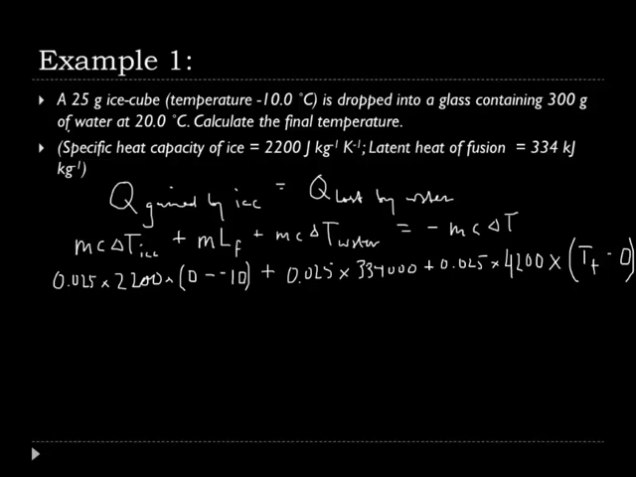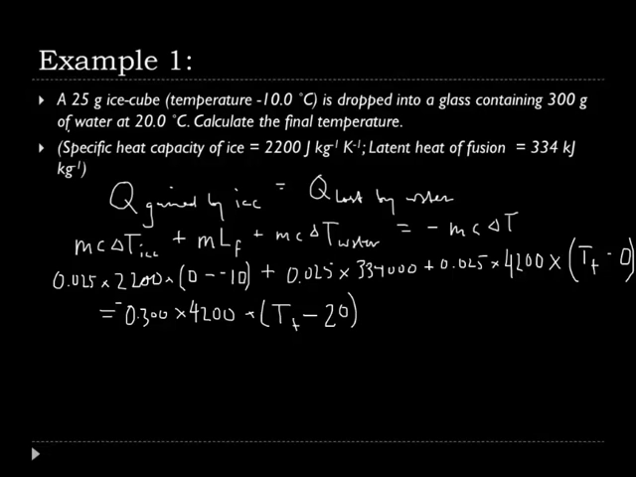That must be equal to the mass of water, which is 0.3, times the specific heat capacity of water, which is 4,200. In fact, this is a loss, so this should all be negative. Times the change in temperature of the water, which is TF, minus the initial temperature of the water, which was 20 degrees.